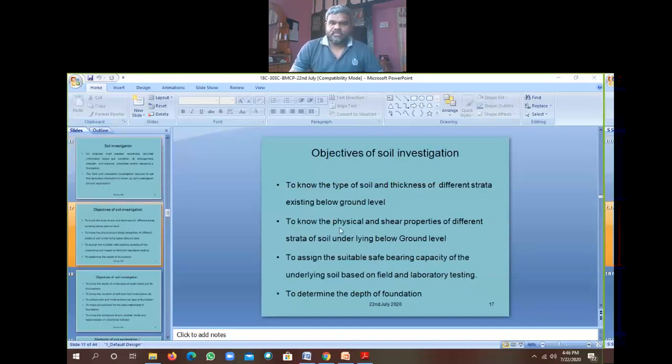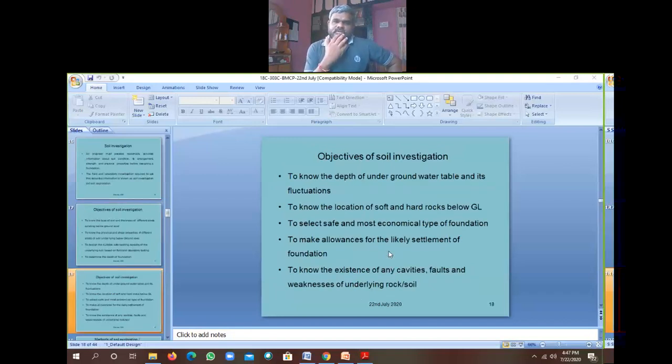The objectives of soil investigation are to know the type of soil and thickness of different strata existing below the ground level, to know the physical and shear properties of different strata underlying below ground level, to assign the suitable safe bearing capacity of the underlying soil, and to determine the depth of the foundation which we can go to. Based on the depth of the foundation we can also assess the type of building or height of the building, and to know the depth of the underground water table and its fluctuations.